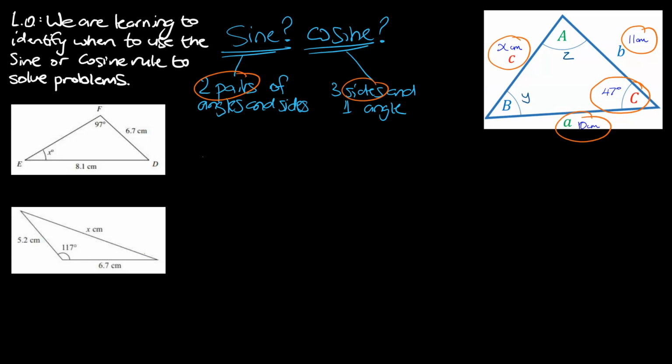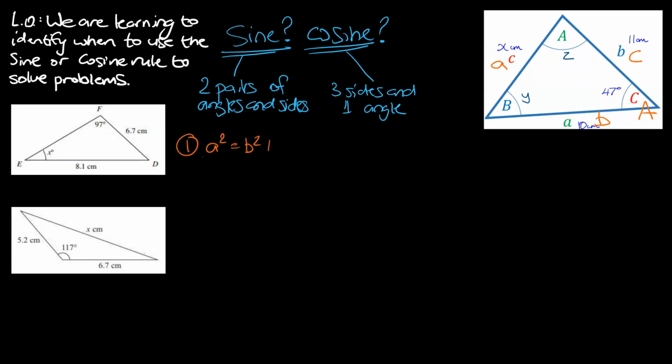What we're going to do from here is label our triangle. Really important when you're dealing with the cosine rule: the angle of interest must be big A, which means that the opposite side must be little a. For the other 2, B and C, it doesn't really matter which way around they are. So the first part of our question, we're going to be using the cosine rule to find side x.